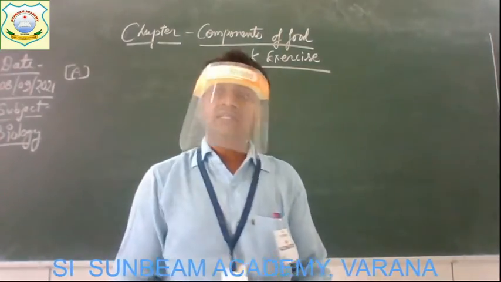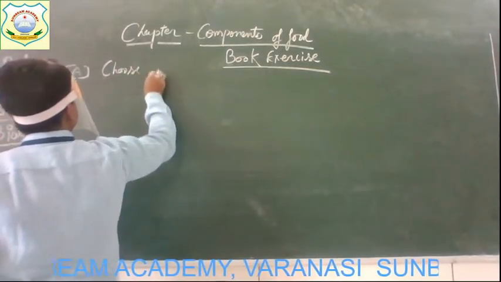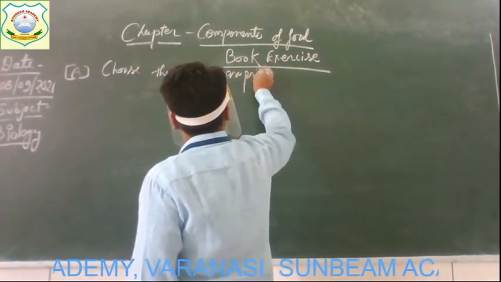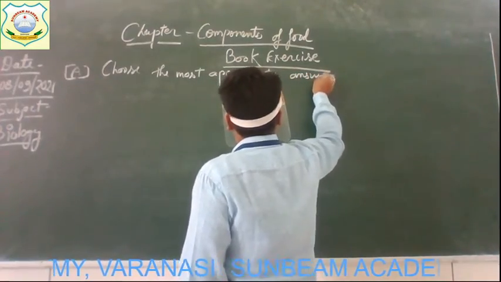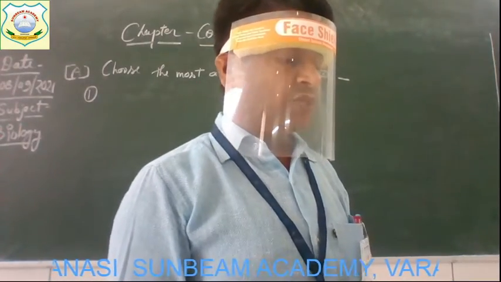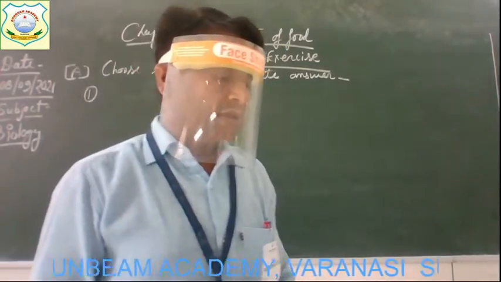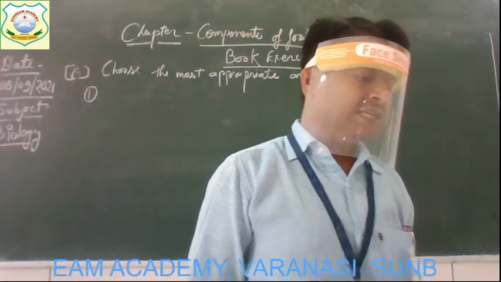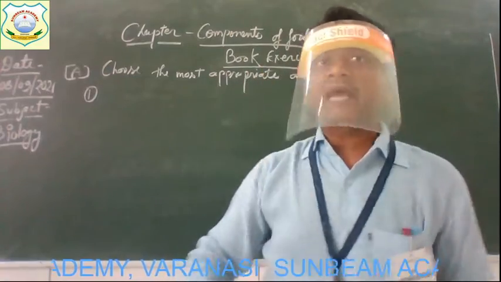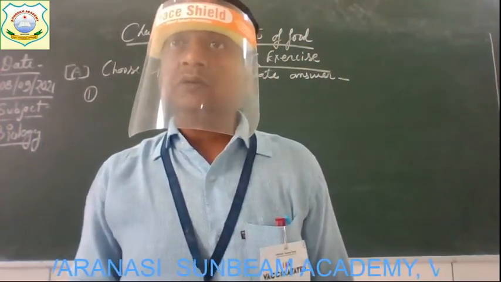Exercise A. And what is this book exercise? Choose the most appropriate answer. And question number 1 is, which of these provides energy? And the different options are given: A, vitamins; B, minerals; C, carbohydrates; and D, water.